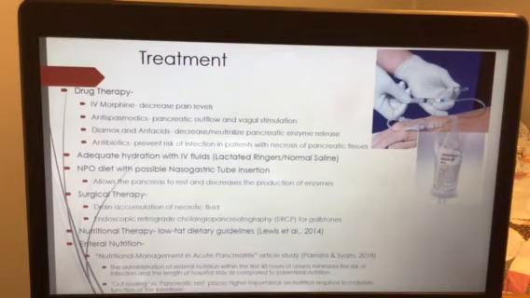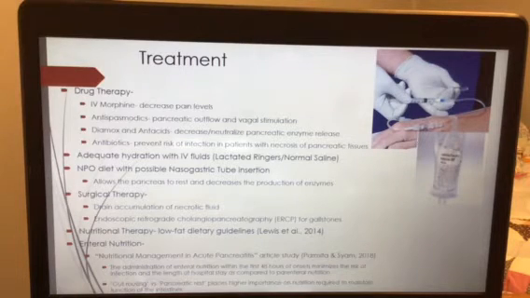Surgical therapy could be indicated. We may want to drain the accumulation of necrotic fluid. An ERCP could also be completed for gallstones. Nutritional therapy would include low-fat dietary guidelines. And we have enteral nutrition.